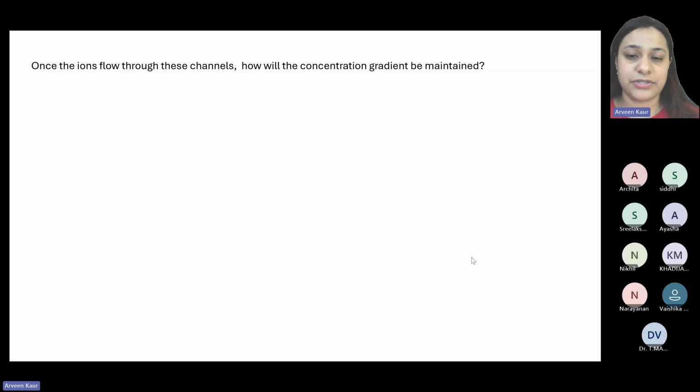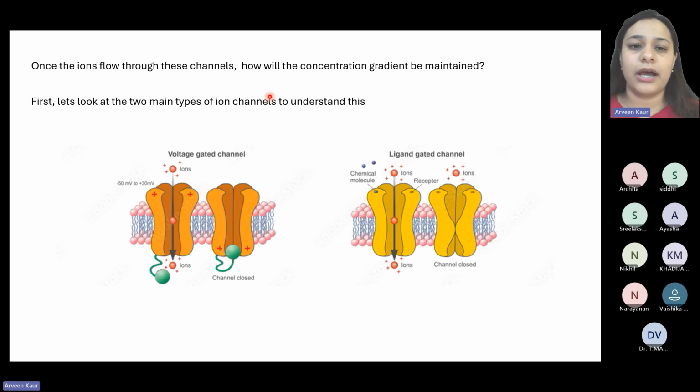The other is the sodium potassium pump or the ion pumps, right? That we will come and talk about later. So once the ions flow through these channels, how will the concentration gradient be maintained, right? Let's look at the two main types of channels, the voltage gated channel and ligand gated channel. Once there is a particular voltage that is required for these ions to move through, for example, if the voltage is between minus 50 millivolt to plus 30 millivolt, this channel will be open.